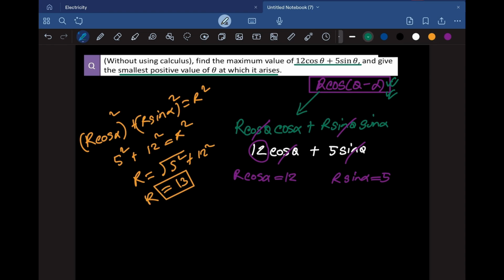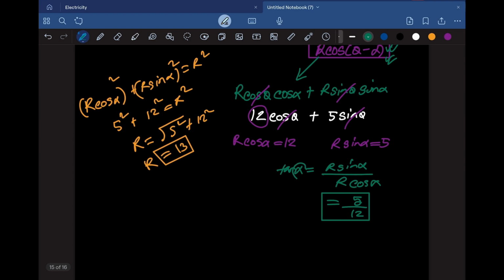Now we can also do tan alpha, because we know tan alpha is equal to sin alpha by cos alpha. We know tan alpha is equal to r sin alpha divided by r cos alpha, which will become 5 divided by 12. So we have figured out both r and alpha. Now we have to figure out the alpha value by tan inverse. So alpha is equal to tan inverse of this value, so it will become 22.6 degrees.